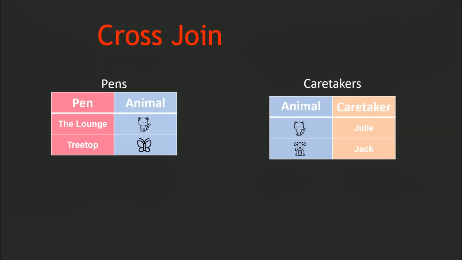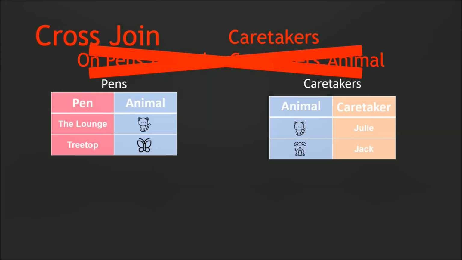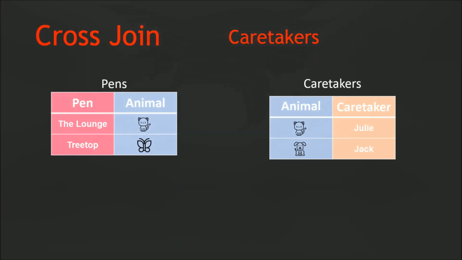A cross join doesn't really join. So if we were to write this, join caretakers on pens.animal, it doesn't care. It doesn't want to know about pens.animal because it's not going to match. You can see in this table we have a kitten match, we have a puppy, and we have a butterfly, and they don't match. But the cross join doesn't care whether they match at all, so we won't even include those in the statement. They just go away.